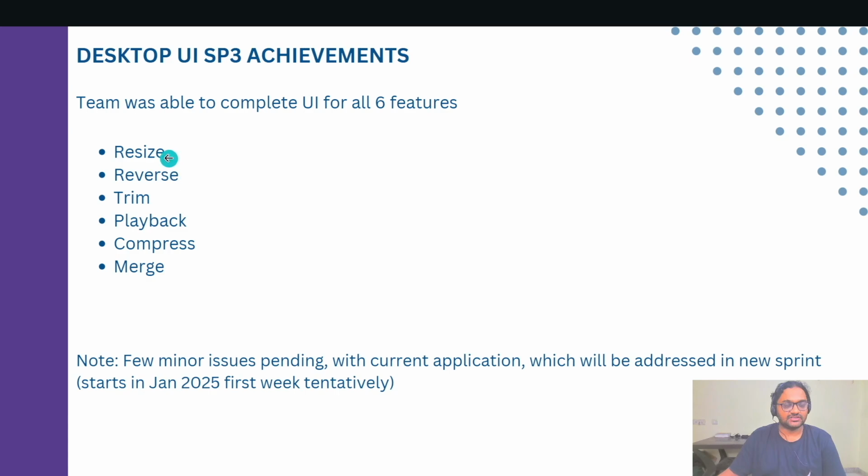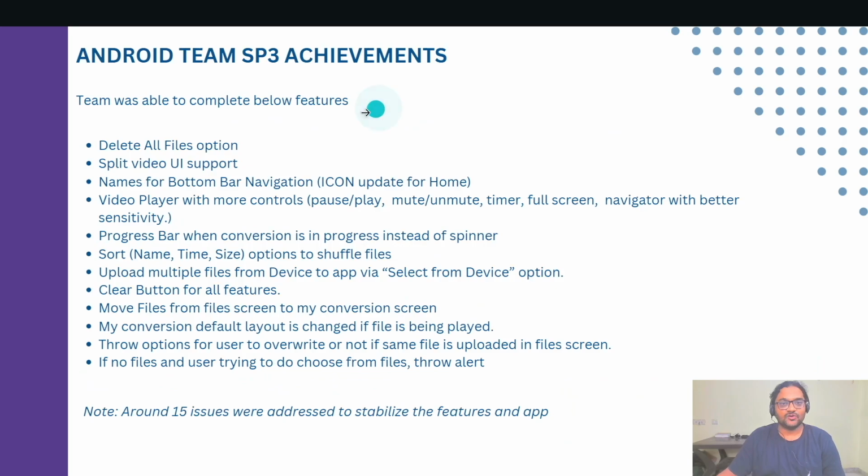With these features, the desktop UI can talk to the backend libraries and do all the operations in a clean way. Apart from developing these features, there are also a few minor issues which were pending. Currently we have paused them, and we will kickstart fixing the issues and minor things from the first week of January 2025 tentatively. So this is what happened with the desktop UI team. Before going into the Android team, let's go to the demo of the desktop UI, to see what it looks like. One second.